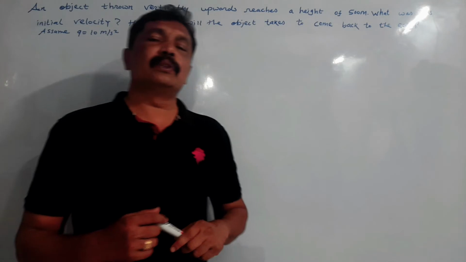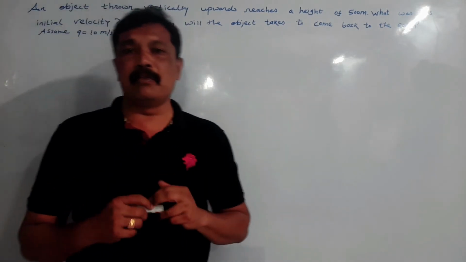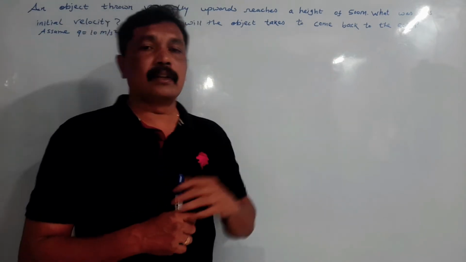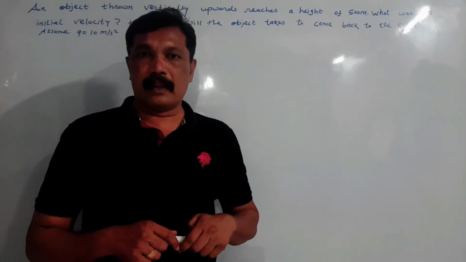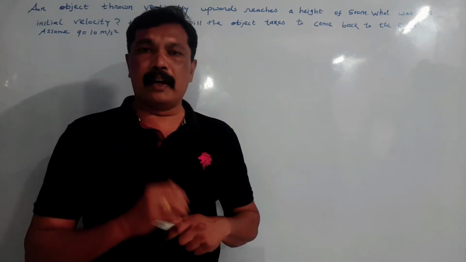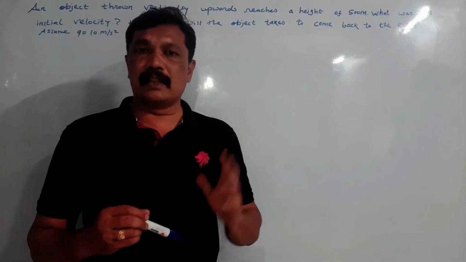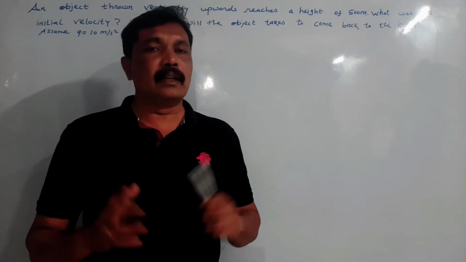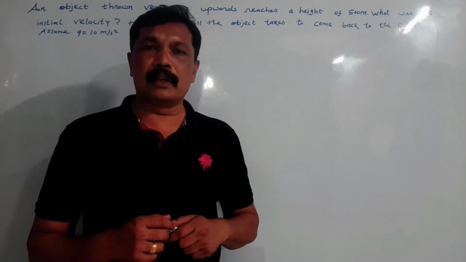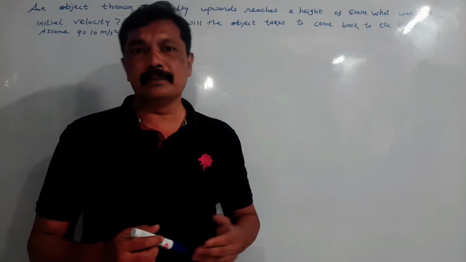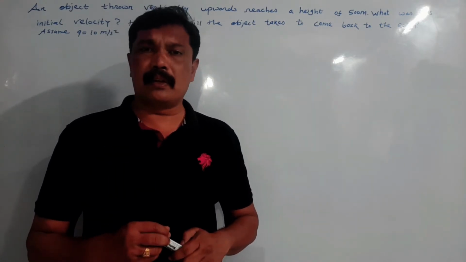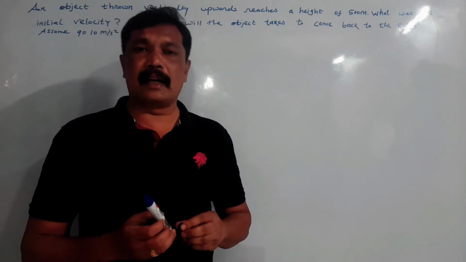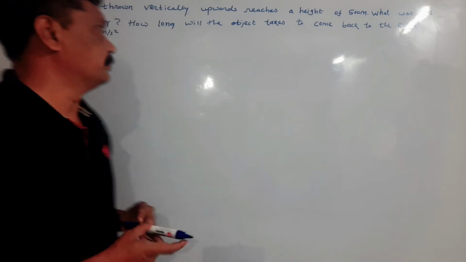So my dear student, here we are given some information, that is, an object is thrown vertically upward, it attains 500 meter and then it comes down. So we have to find out first, that is an initial velocity with which the object is thrown up, and second, the total time taken by object to go up and come down. So my dear student, now we will take the basic information and then try to solve the problem.